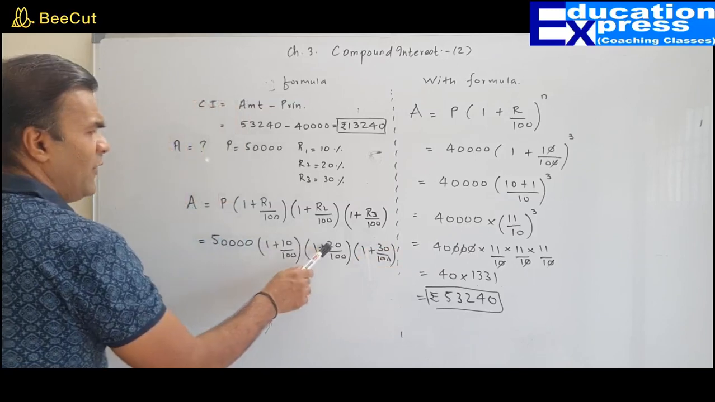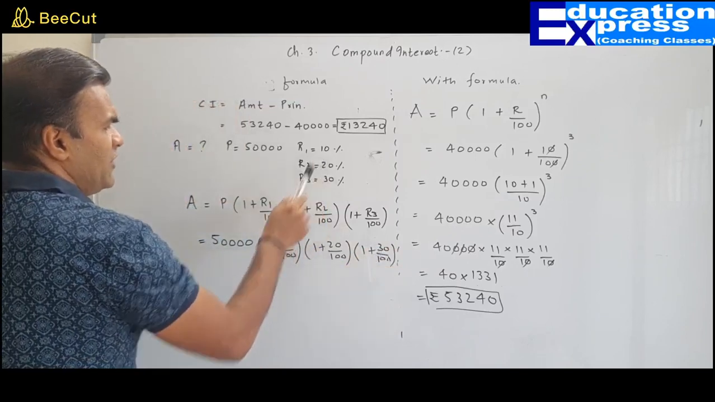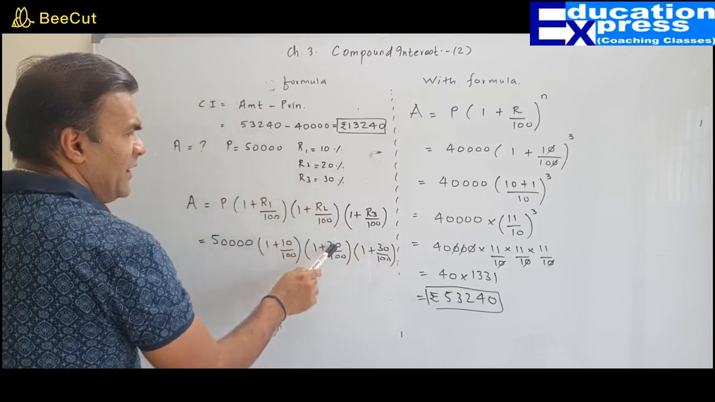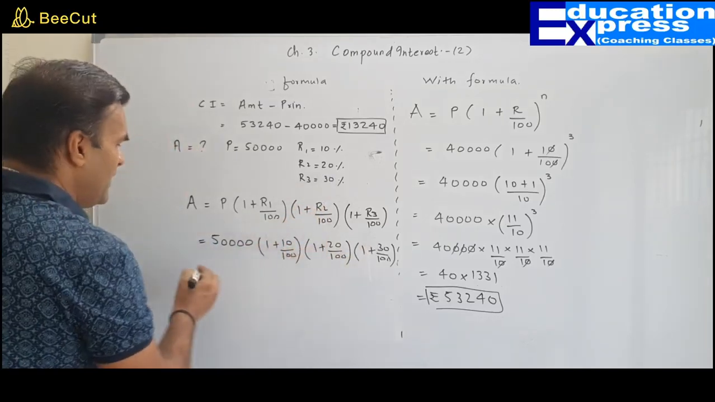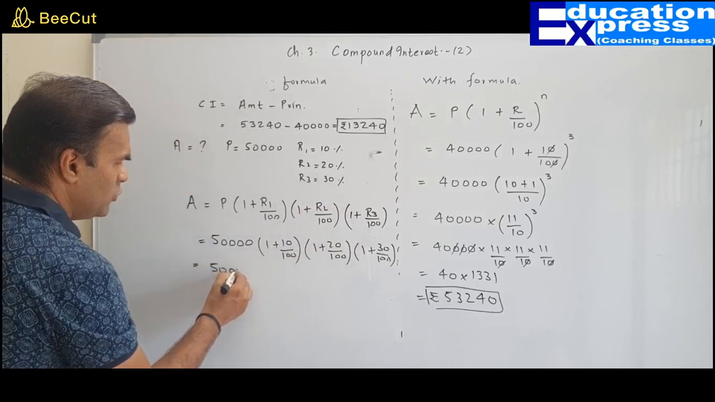How did you get 10, 20 and 30? Sir, rate for the first year is 10. Rate for the second year is 20. And the rate for the third year is 30. This becomes a very simple formula now for us to solve.